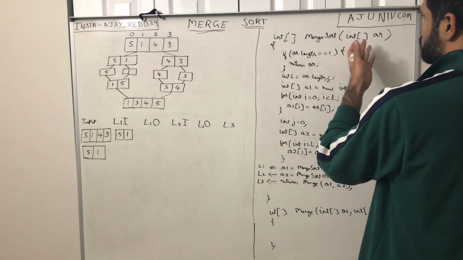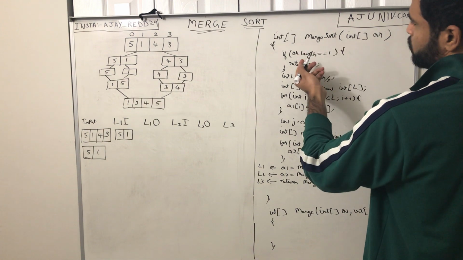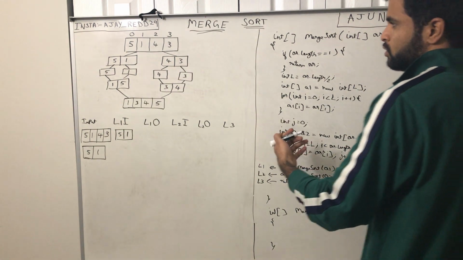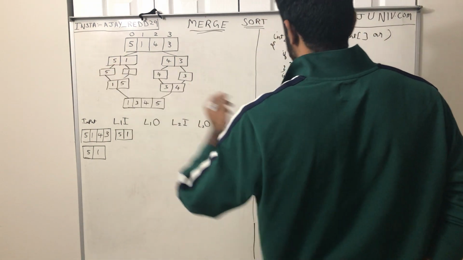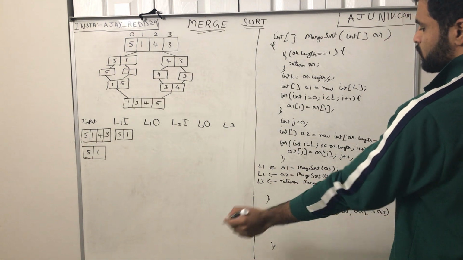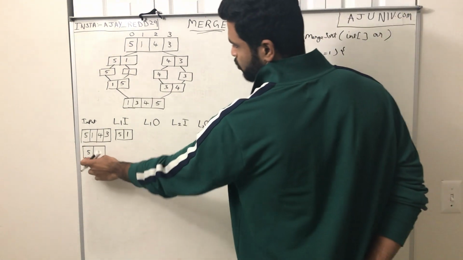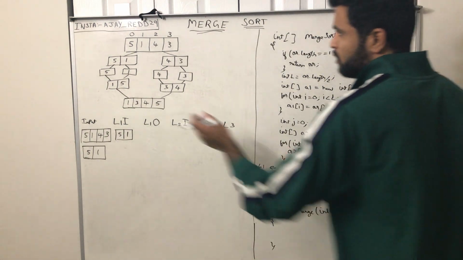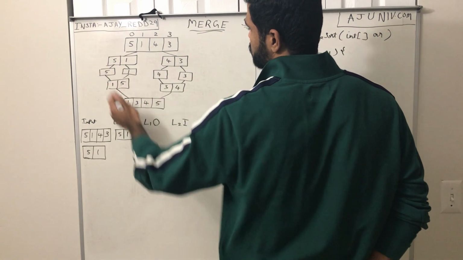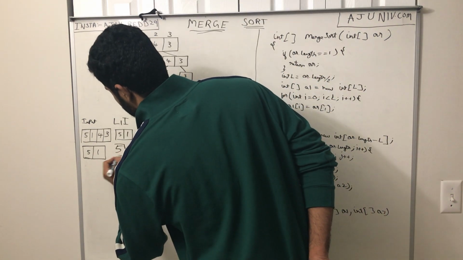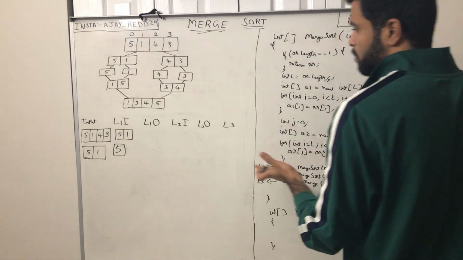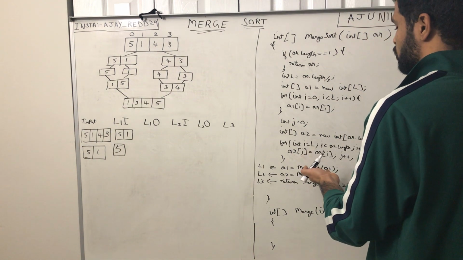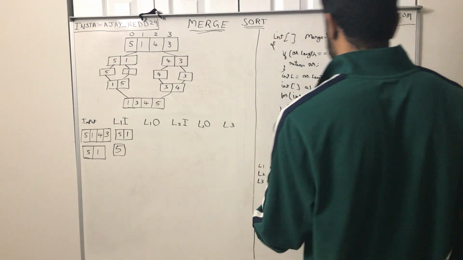Now it comes to this function again and checks the length, it's not equal to 1. It splits again into two subarrays A1 and A2. A1 will have 5 and A2 will have 1. Now it comes to line 1, passing A1, which has one element, 5. I'm calling the recursive call by passing this array, so again it comes here.